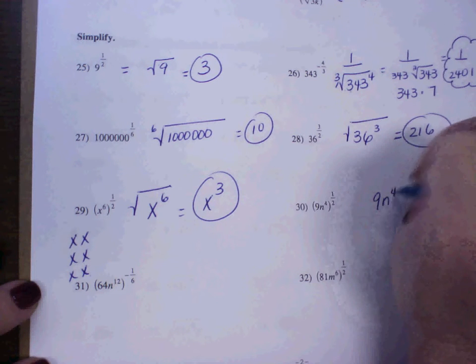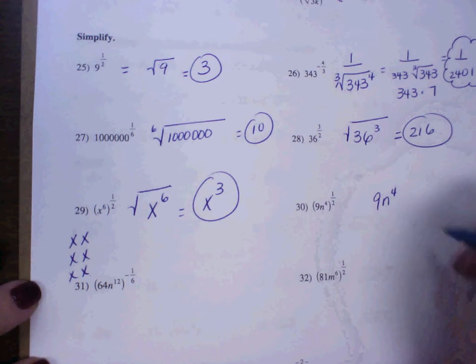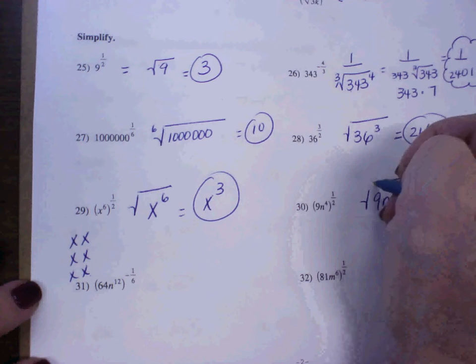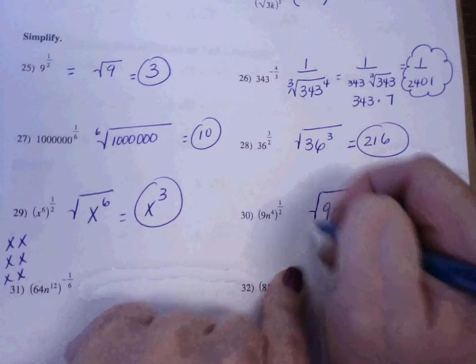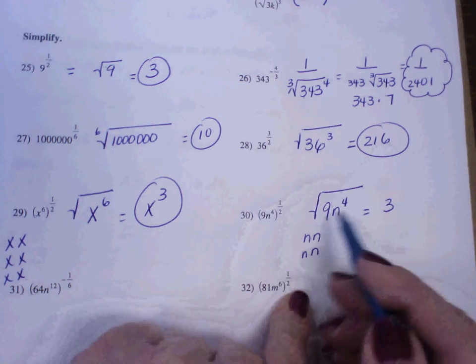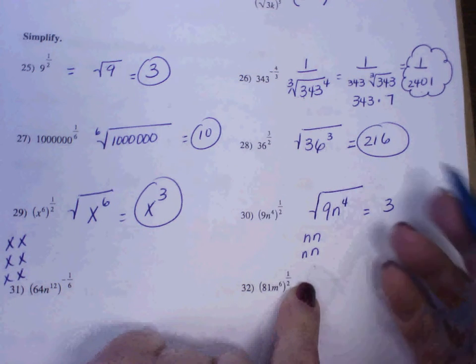Next, 9 n to the fourth. How many do I have? 1. What kind of root is it? All right. So what's the square root of 9? 3. And for every 2, 1 comes out. So how many come out? 2.